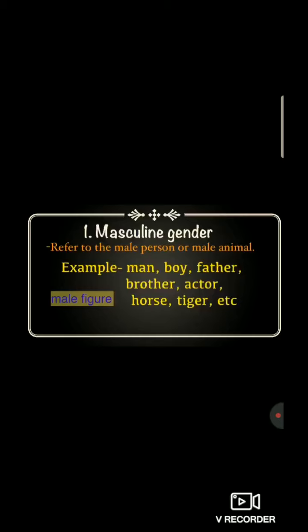It's masculine gender. Students, what is masculine gender? A noun that refers to a male person or male animal is called masculine gender. Example: man, boy, father, brother, actor. These all are male persons, right? Now come to the male animals: horse, tiger, etc. Means many more. These all are called male gender. So students, everyone understood what is the meaning of masculine gender?